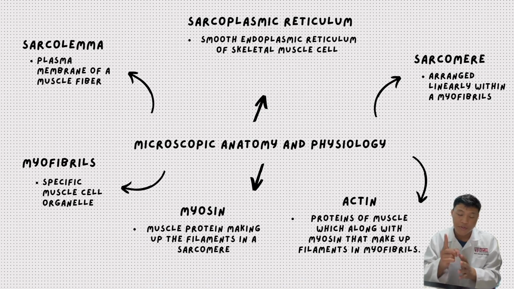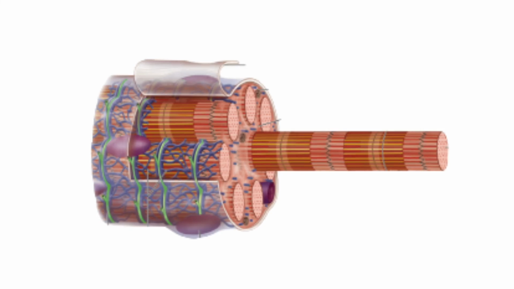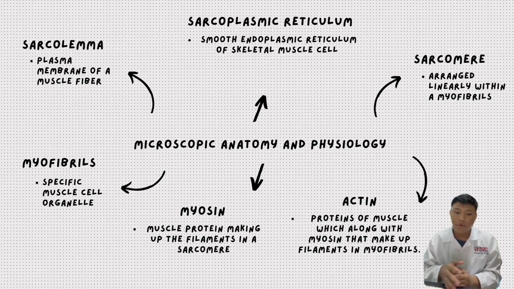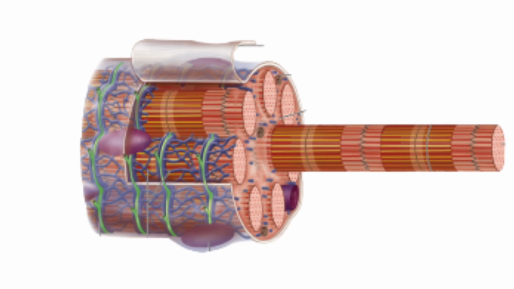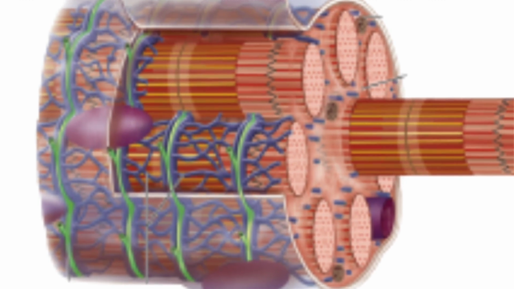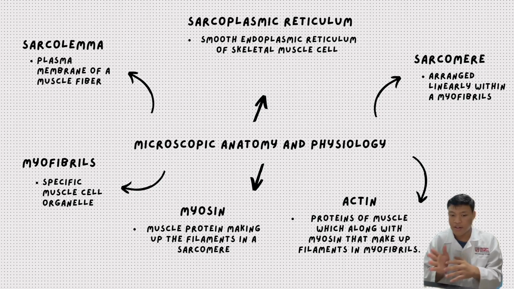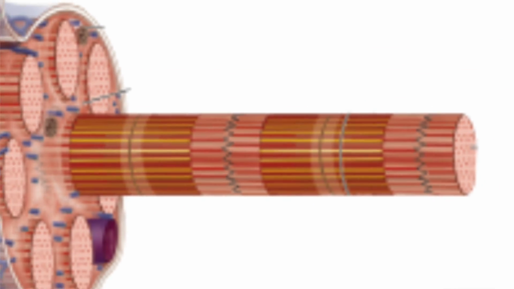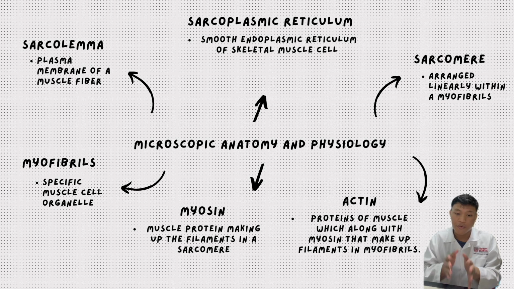First, we have sarcolemma. Sarcolemma is the plasma membrane of a muscle fiber. Next, we have sarcoplasmic reticulum. Sarcoplasmic reticulum is the smooth endoplasmic reticulum of a skeletal muscle cell. Other than that, we also have myofibril, which is a specific muscle cell organelle containing a linear arrangement of sarcomeres, which shorten to produce muscle contraction.